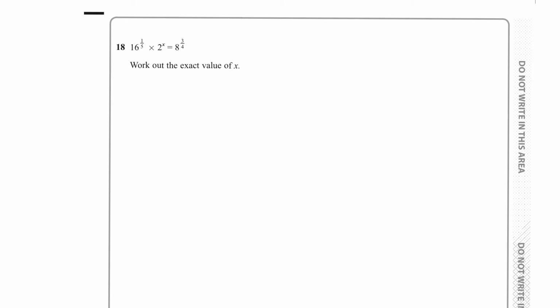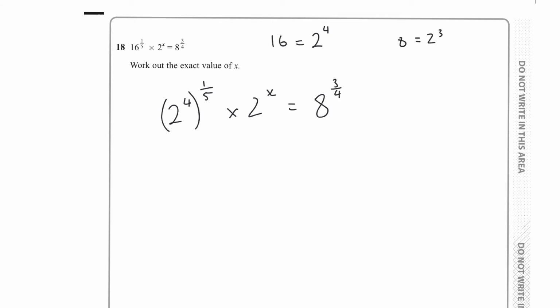Looking at this, 16 to the power of a fifth. We know that 16 is the same as 2 to the power of 4, right? So if we change the 16 to 2 to the power of 4, to the power of a fifth, that's multiplied by 2 to the x, and then we've got 8 to the power of 3 over 4. Again, 8 is the same as 2 to the power of 3. So we're going to change the 8 to 2 to the power of 3.